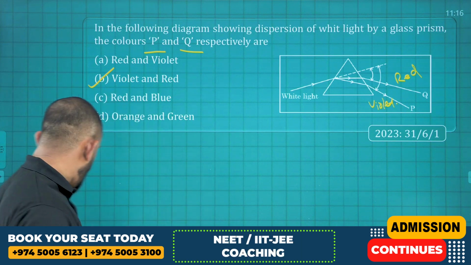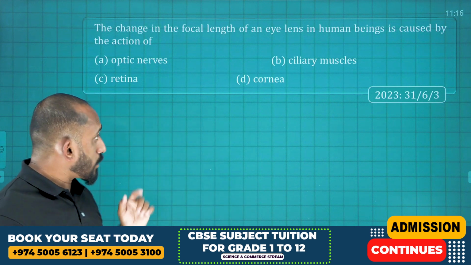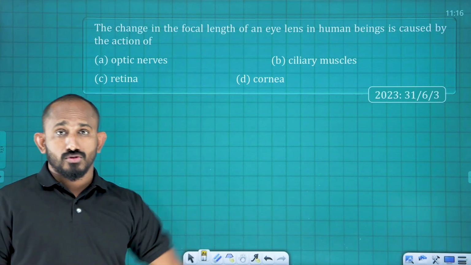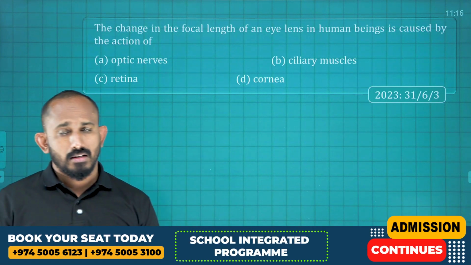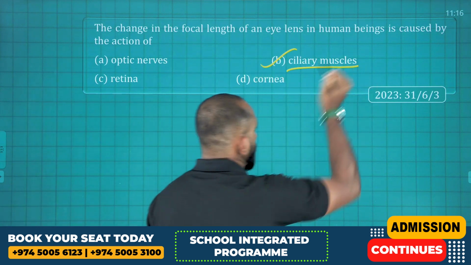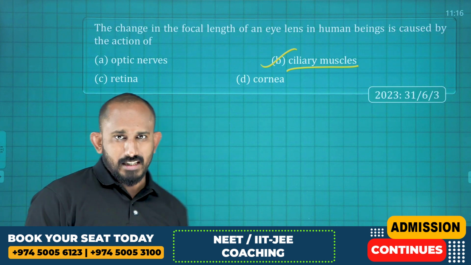Let's see the next question. The change in the focal length of the eye lens in human beings is caused by the action of. So to see nearby as well as far objects, the focal length of the eye lens should be adjusted. That's done by whom? The ciliary muscles. So B is the correct answer. See how the direct questions are coming. Let's see the next question.